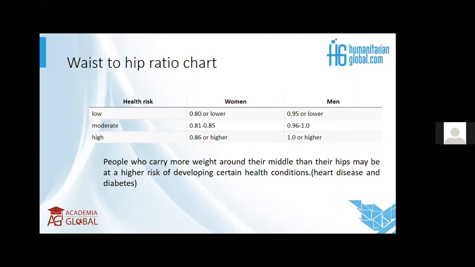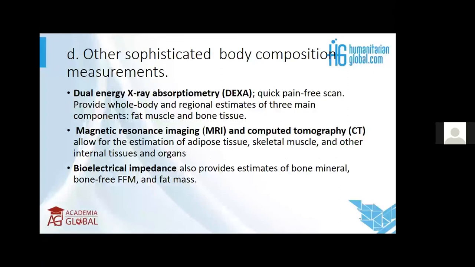Now, other body composition measurements that we use are sophisticated methods that need sophisticated equipment, and they're normally used in clinical setups. Like now we have the dual energy X-ray absorptiometry, which we commonly refer to as DEXA. It's a type of scan which when you get.